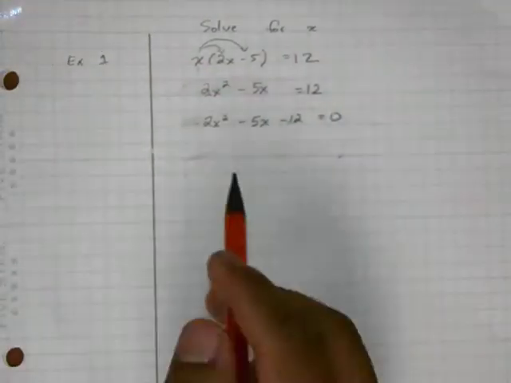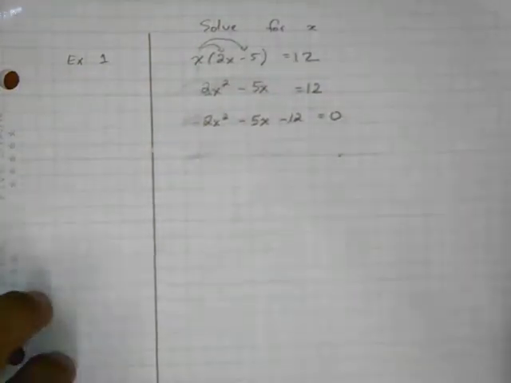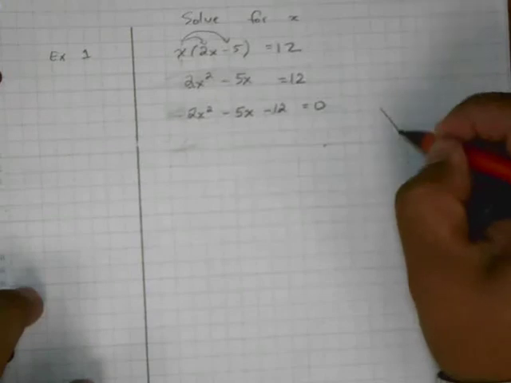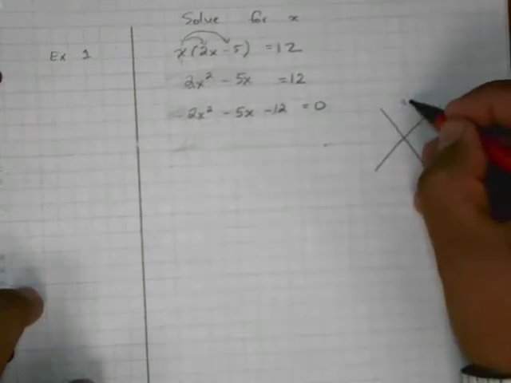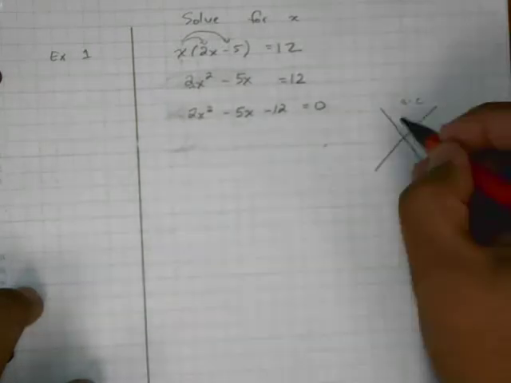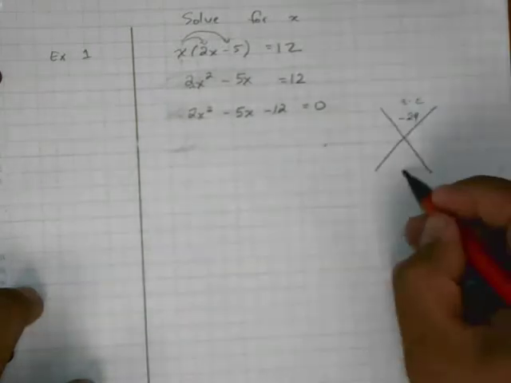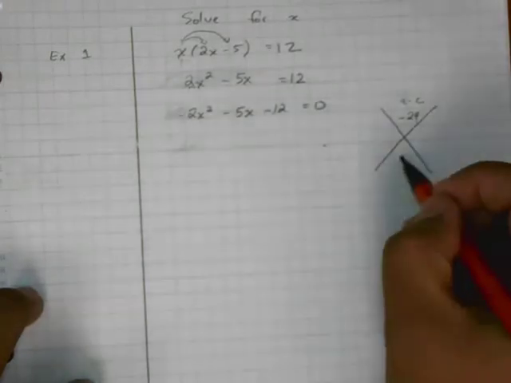And when I'm at this stage, what I'm going to try to do first is factor, and then if I can't factor, I'm going to use the quadratic formula. And so you can factor this any number of ways, but I'm going to try what's called the Australian method, which means I make a big X here, and at the top I'm going to write A times C. So in this case, 2 times negative 12, and that's negative 24. At the bottom, I'm going to write the coefficient for B, which is negative 5 in this case.